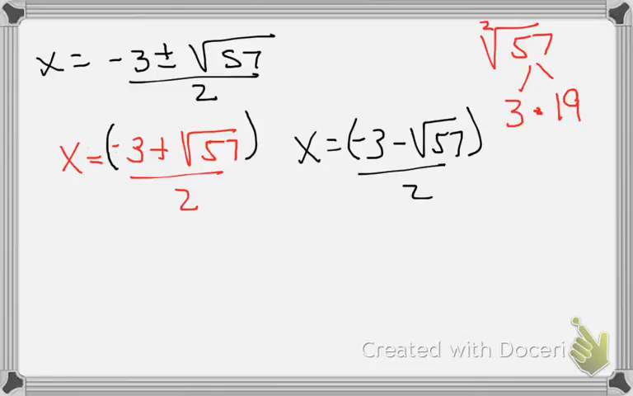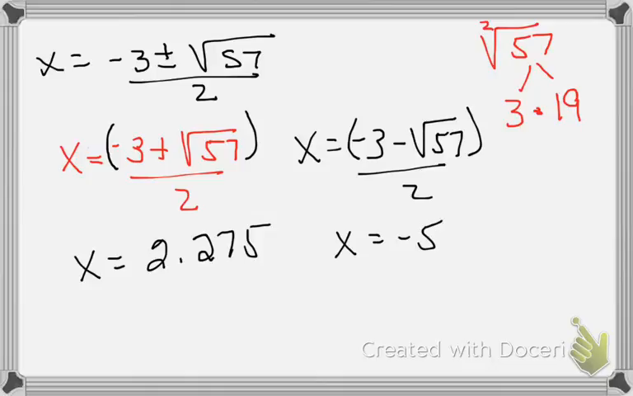Okay, these two are actually the exact answer. Now, if we were to put this in a graphing calculator, like I said, you could put the parentheses around it and put it in your calculator. We should get x equals 2.275, something like that. Now that's one, and the other one should be negative 5.275.